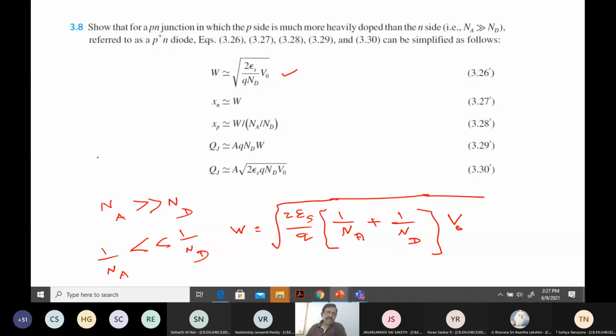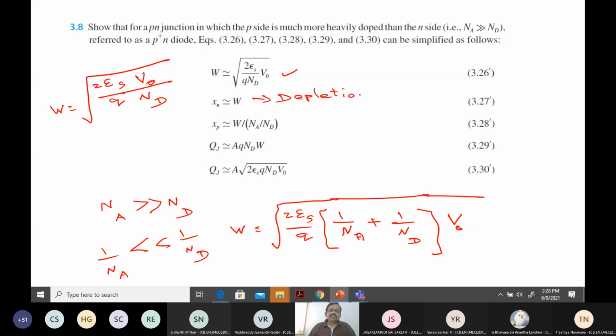If I simplify this equation, I will get W equal to the square root of 2 epsilon S by Q, here Nd will be retained because that is the much larger 1 by Nd, times V naught. That's all. So that is the equation number 1. Number 2, Xn. What is Xn? Xn is the depletion width in the N region.